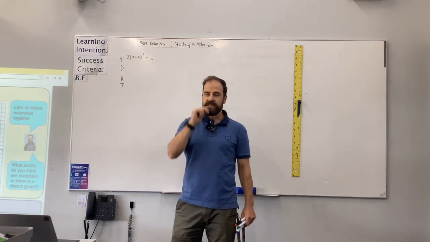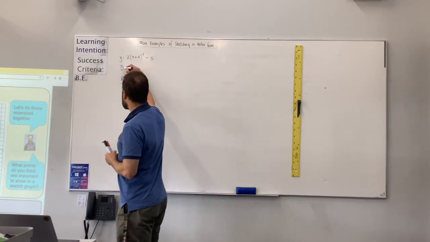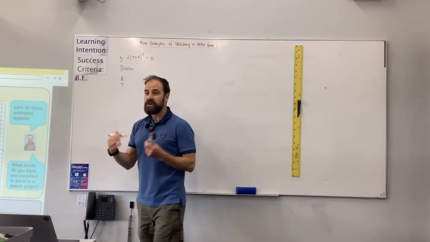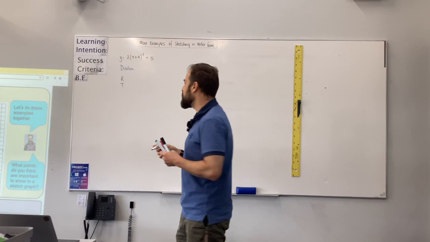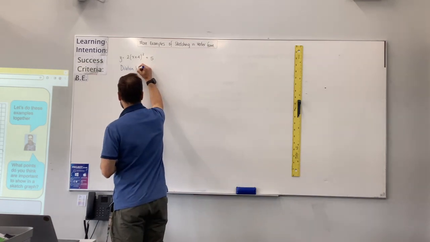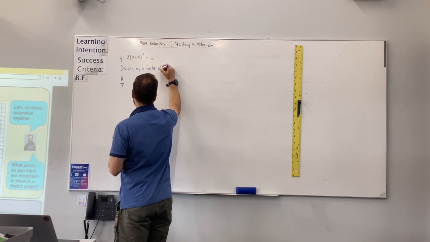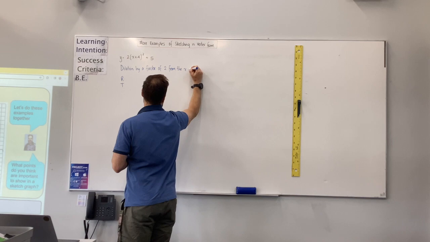Yes. What's the dilation? How do I write that formally? It's written on your sheet of paper. What's the language that I want you to use when you write down that dilation? So it's a dilation by a factor of 2 from the x-axis.